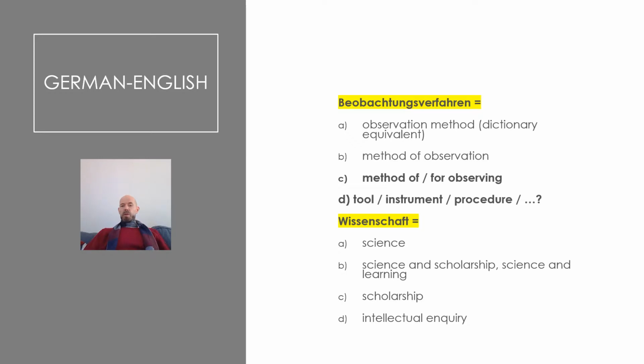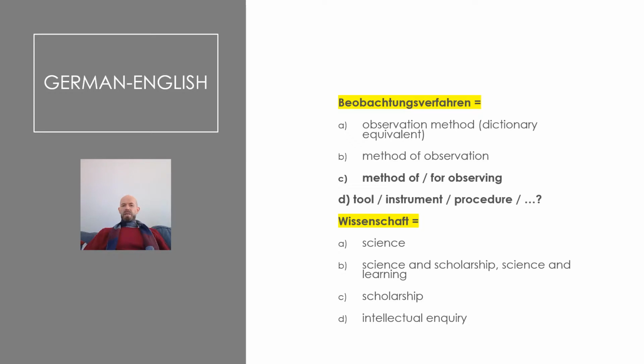So you have to sort of unfreeze the dictionary equivalent here and think of method of observing as being equivalent to observation method, especially when there's an object behind Beobachtungsverfahren für etwas, for instance, then usually the participial equivalent will be the better one. Or, of course, we might have to use a different word. It might not be method at all, although method or procedure are standard renditions. It might also be tool or instrument. We'll see an example in a minute.